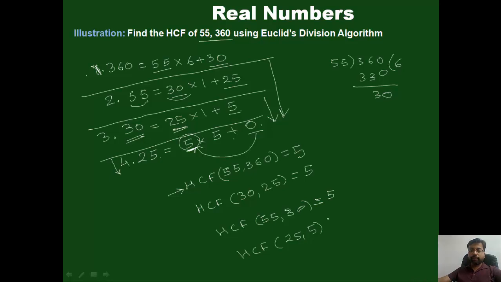So this is one important thing. When you take out the HCF using Euclid's division algorithm, for each step, the two numbers, dividend and the divisor that you take, the final HCF will also be the HCF of all these pairs. So 5 will be the HCF of not just 360 and 55, it will also be the HCF of all the dividend divisor pairs in each of the steps coming in the Euclid's division algorithm. Let's take another example.